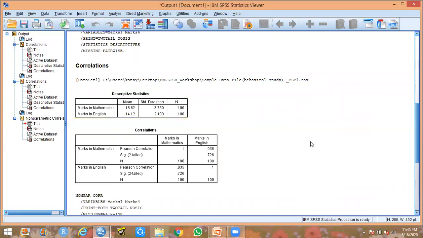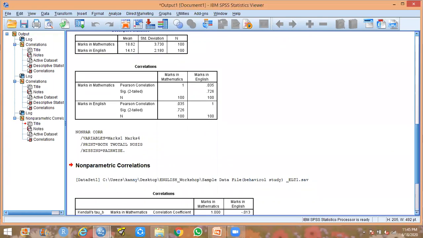Now our interest is to test the relationship between marks in mathematics and marks in English. See, I will look at marks in mathematics with marks in English. The correlation is very less, it is 0.035. Now the significance value you can see is 0.726. This is the p value. It is very high. Here the p value should be less than 0.05 for significance.